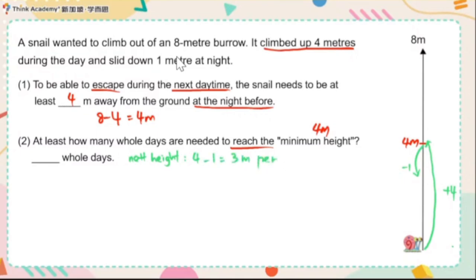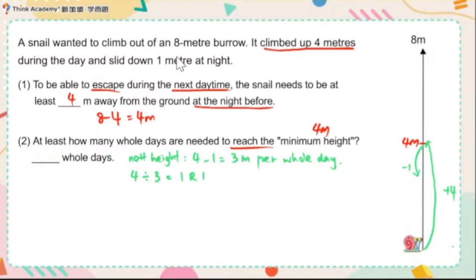This is per whole day, right? But then I need to climb 4 meters in total. So what I can do is 4 divided by 3, which is 1 remainder 1. So does that mean I need 1 remainder 1 whole days? It is the warm-up for question 23. I can't say 1 remainder 1 whole days, right?